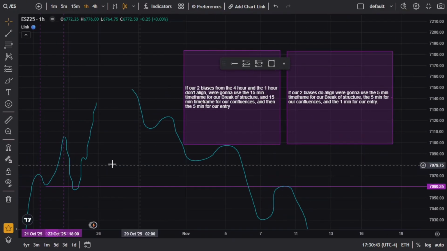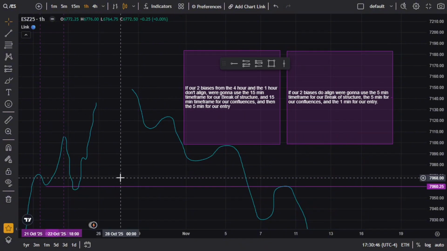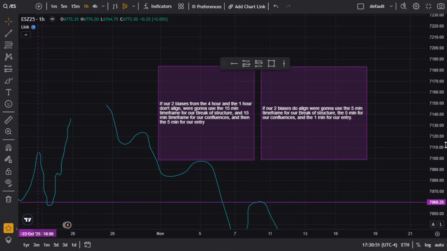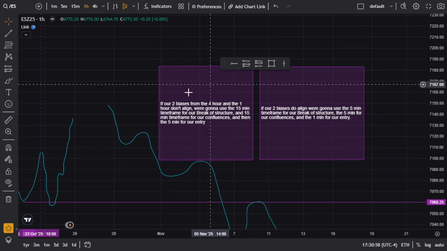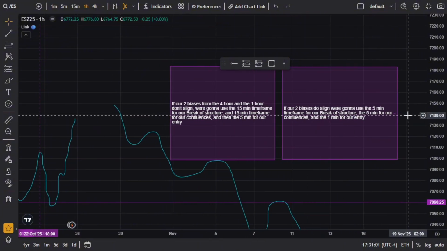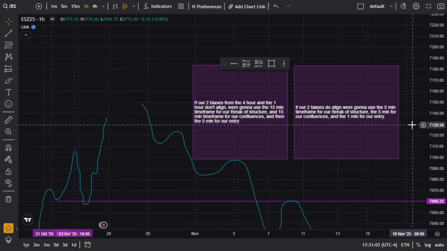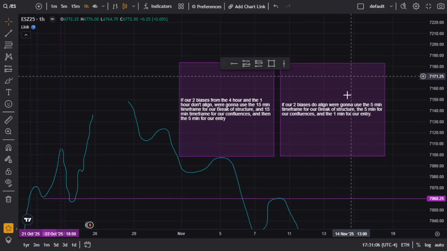Right? So once our liquidity was swept, you're like, oh my gosh, what do I do next? I don't know what to do. Don't freak out, Timothy. Based on our bias for the day, meaning like we talked before, if our 4 hour and our 1 hour do not align, we're going to take this bubble right here. We're going to take this bubble for everything that it says, but if they do align, we're going to take this bubble. Does that make sense?